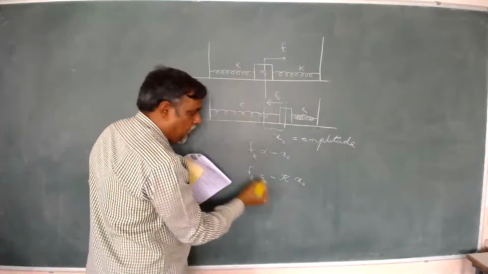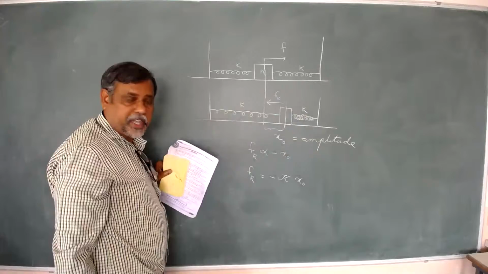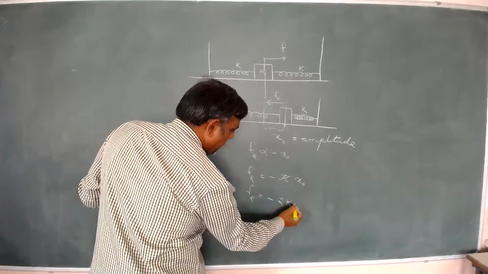What about this cursive K I have written? This represents the resultant of this force. This is K plus K, that is 2K. So the restoring force in this particular case is minus 2K into X naught.